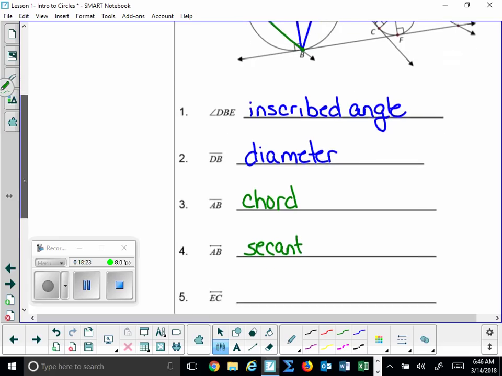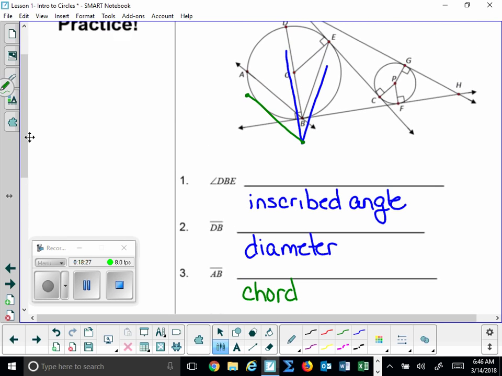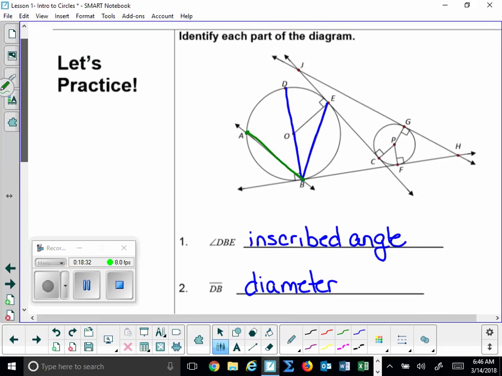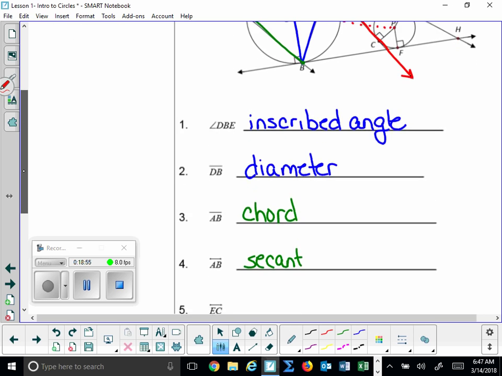What do we have next? Line EC. Okay, let me bust out another color here. Line EC. Here's E, here's C. It touches at one point, that makes it a tangent. If I connect the centers with the imaginary line, it does cross that imaginary line, so that is a common internal tangent.